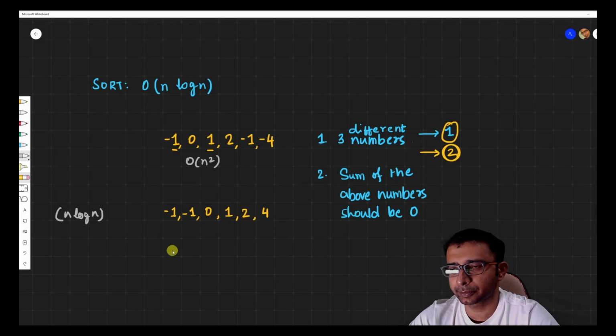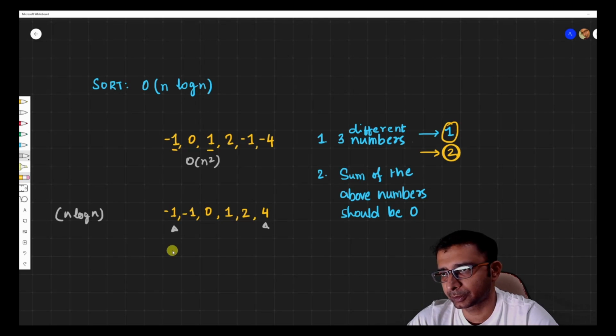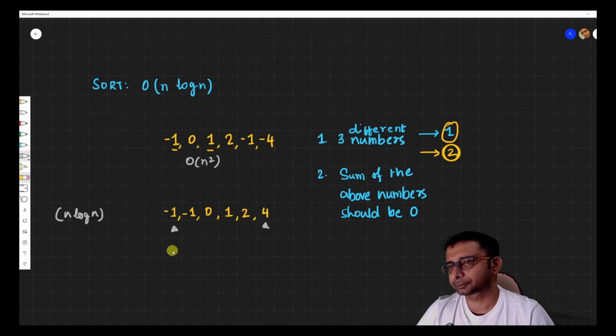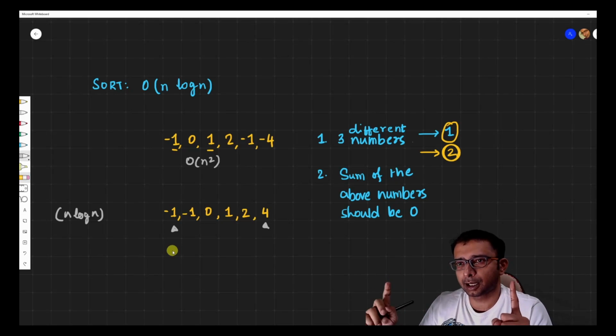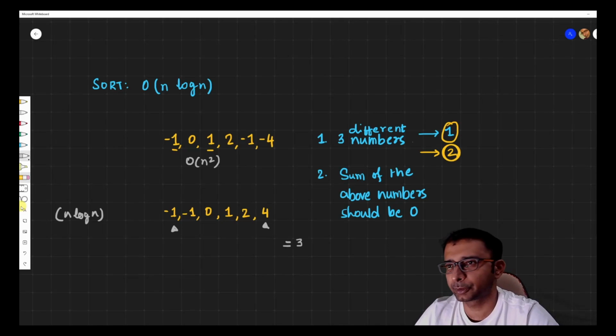And now since my array is sorted, what can I do in order to find out the element? Since this is sorted, I know that I can have two pointers, over here and over here, at both the edges. The number at the left is the smallest and the number at the right is the biggest. And this is giving me a sum of 3, 4 and a -1. So I know I am looking for a 0.